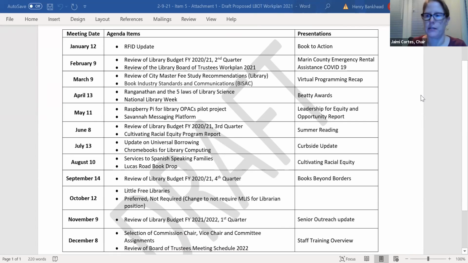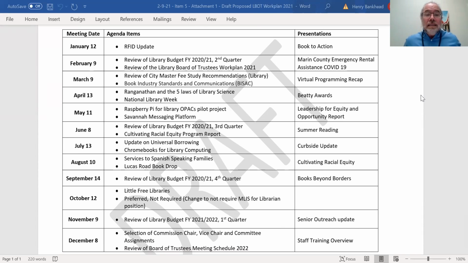Yes? Okay, good. You'll see January 12th already happened, and we did have an RFID update, and the presentation was booked to action. February 9th is right now, and this is actually what we're talking about. And the presentation was Marin County Emergency Rental Assistance.